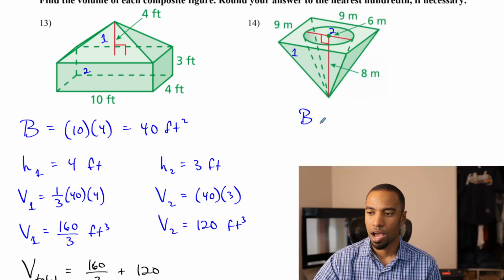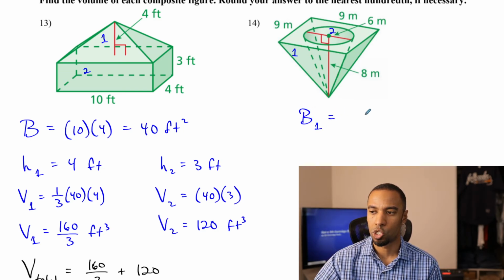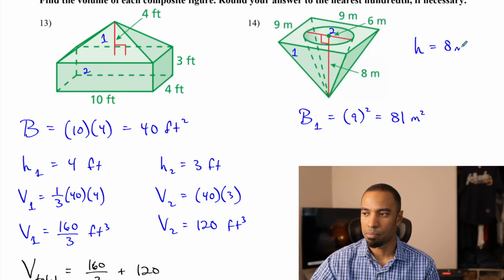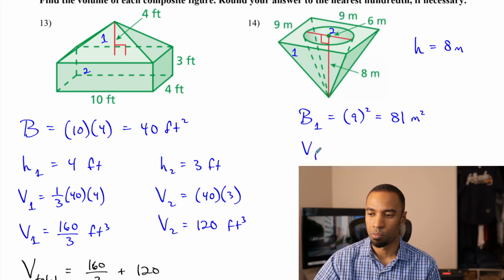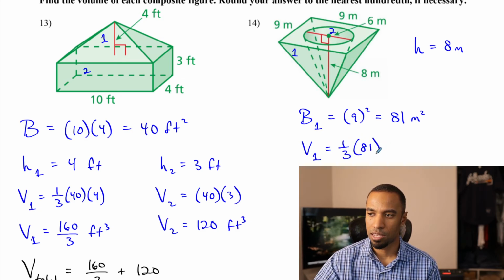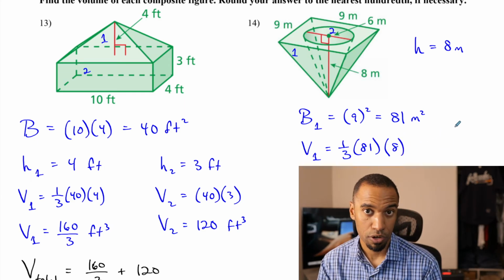But the area of the base of the pyramid is by doing a 9 by 9 or 9 squared, because it is a square. That's 81 square meters. Now the height of both of these, remember, is 8 meters. So when I do the volume of the pyramid, that's going to be 1/3 area of the base times height. You can take 1/3 of 81.